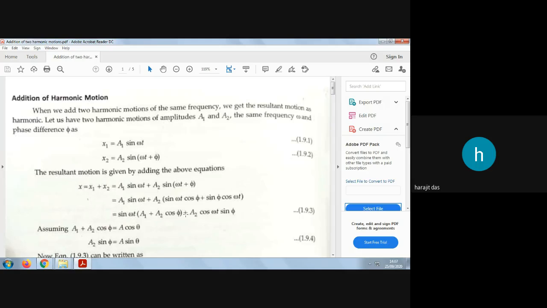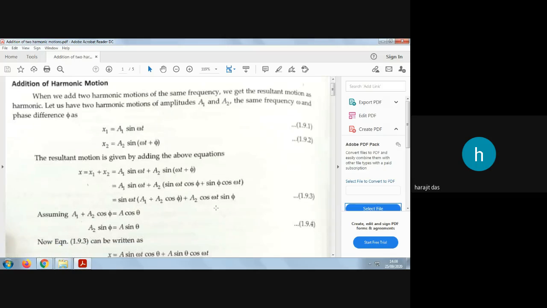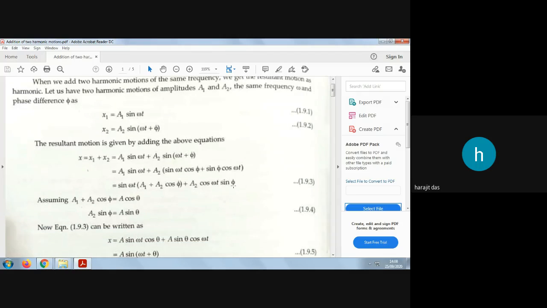Now a2 sine phi cos omega t will remain on the right side, plus a2 cos omega t sine phi. So here you can see sine omega t, and here you can see cos omega t. Here a1 plus a2 cos phi, and here it is sine phi, meaning in terms of phi and constants it is written, and in terms of phi this function is written.